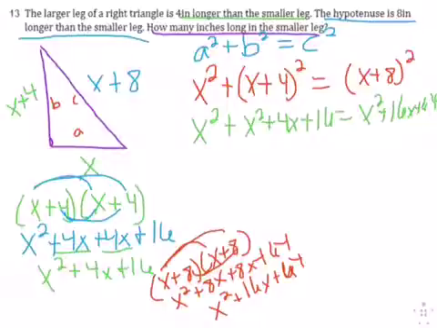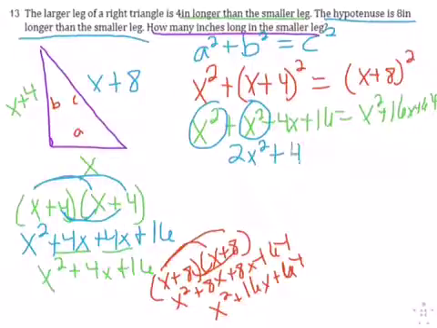So I'm going to combine my like terms on the left. So I'm going to combine x squared plus x squared, which is going to be 2x squared plus 4x plus 16, which equals x squared plus 16x plus 64. And we'll squeeze that 64 in there again.